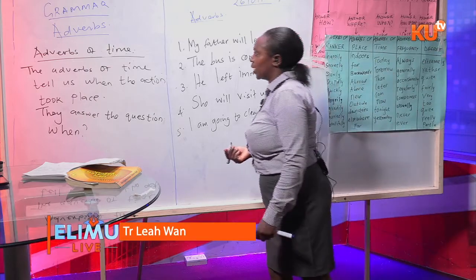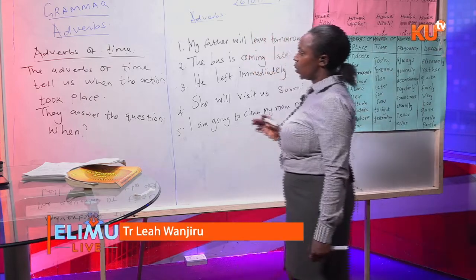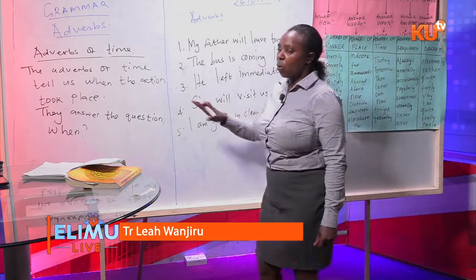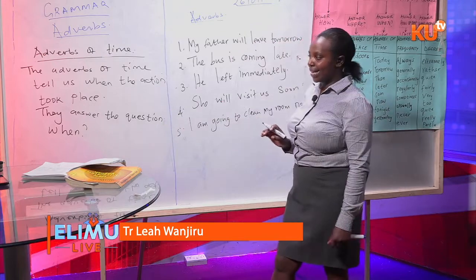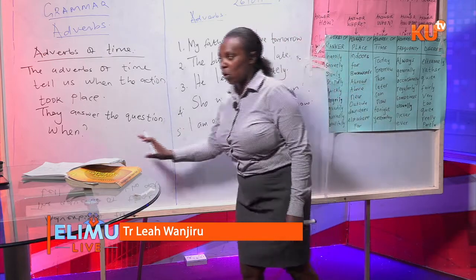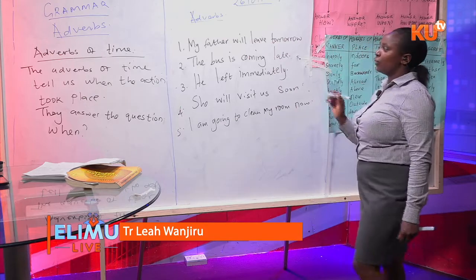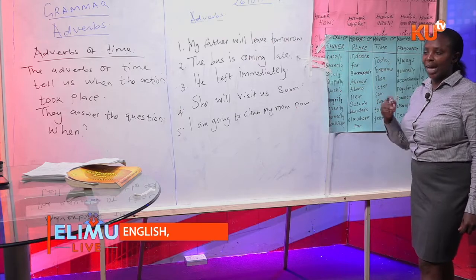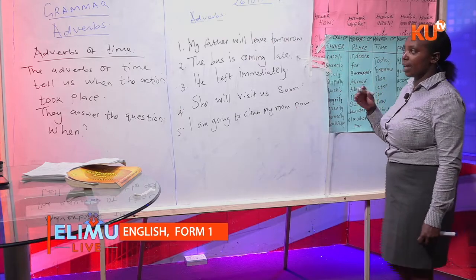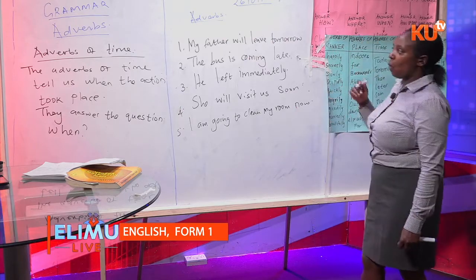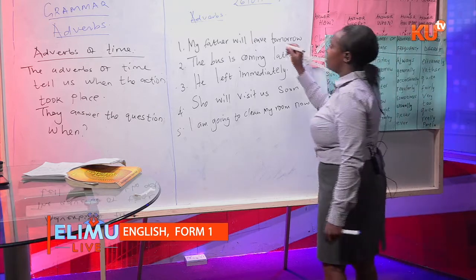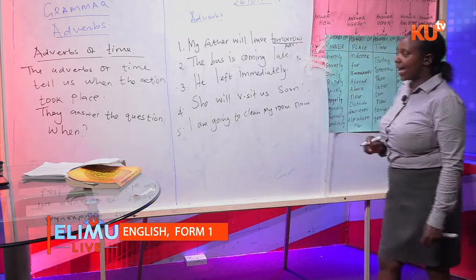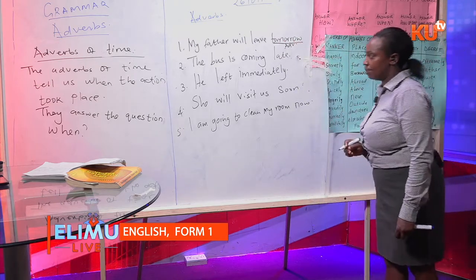Let us look at the following examples. We are saying that adverbs of time will always tell us when the action took place, and therefore they are going to answer the question when. In the sentence, my father will leave tomorrow, we can ask the question when. When will my father leave? Tomorrow. Therefore, tomorrow becomes our adverb of time.